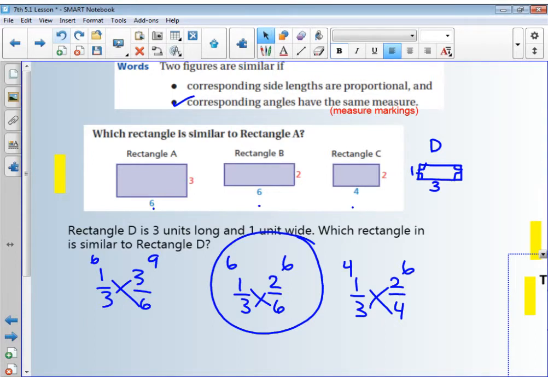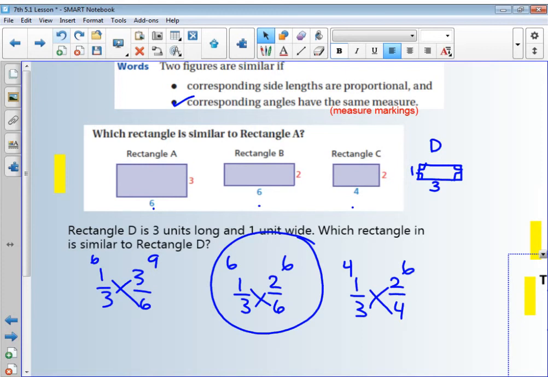Okay, so that's basically it for this lesson, working through finding out if you've got figures that are similar. So the key thing to remember out of this lesson is if you have figures that are similar, their angle measures will be equal to each other, and their side lengths will be proportional to one another, and they must meet both of those qualifications in order for them to be similar.